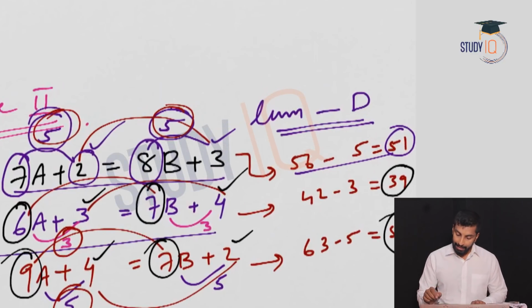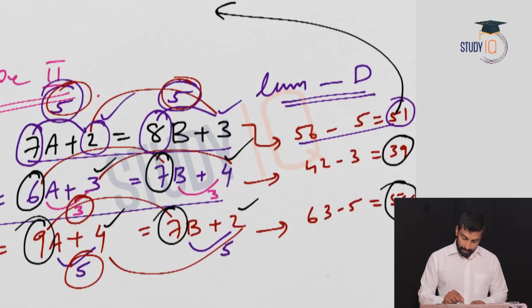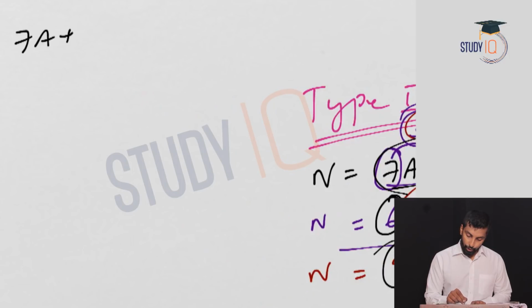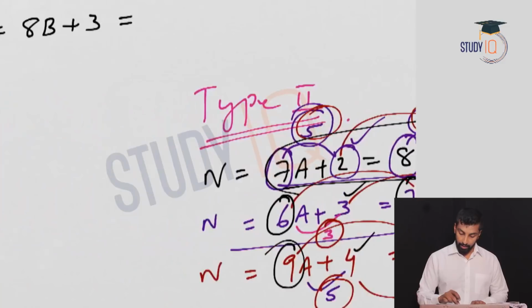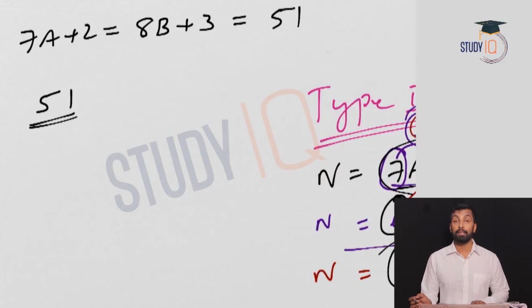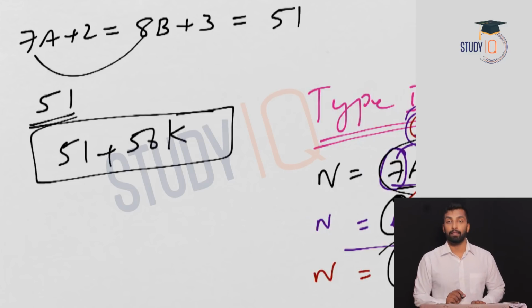Okay, now let's take the first case: 7a plus 2 equal to 8b plus 3. What was the number we got? 51. So the first number is 51. How will you find the second number? You add the LCM. So 51 plus the LCM of the divisors, 7 into 8, 56. For the third number, again add the LCM. So this is also going to make an AP with a common difference of 56.